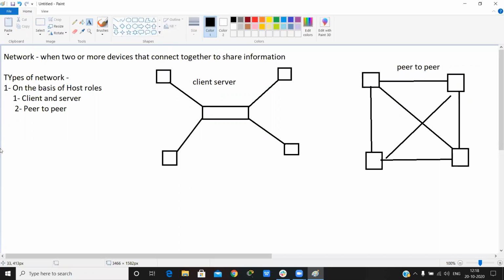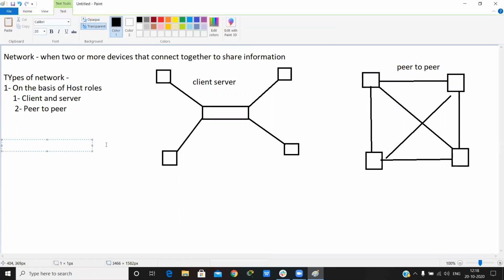Second one is on the basis of geography. Here we have two types. LAN means local area network and second one is WAN, wide area network. And then on the basis of participation.